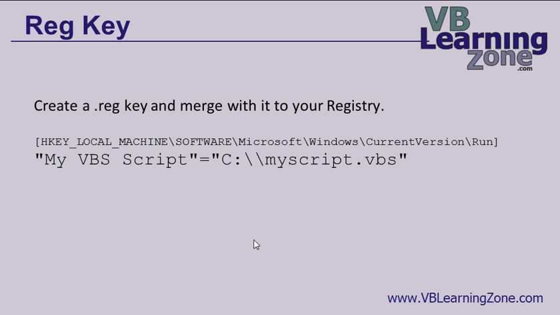Another option, a bit more advanced, would be to create a registry key and merge this to your registry. So you need to create the key of the run in the local machine, give it a name and set it to the file and folder location of the script that you've just created.